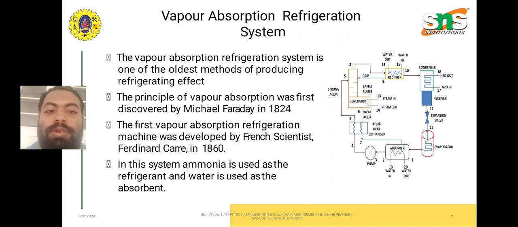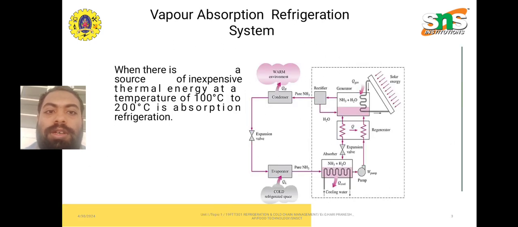In this system, ammonia is used as the refrigerant and water is used as the absorbent. As you can see on the right hand side of the diagram, you can see the process of the vapor absorption refrigeration system. When there is a source of inexpensive thermal energy at a temperature of 100 to 200 degrees Celsius, absorption refrigeration is used.